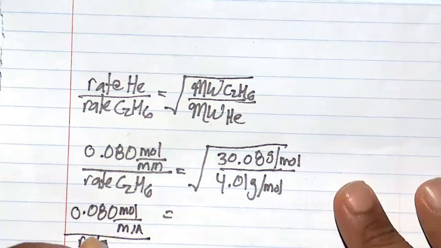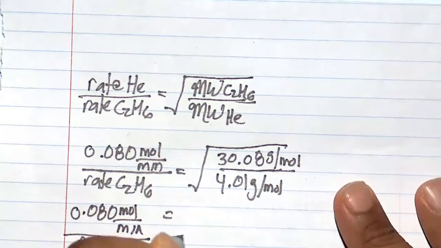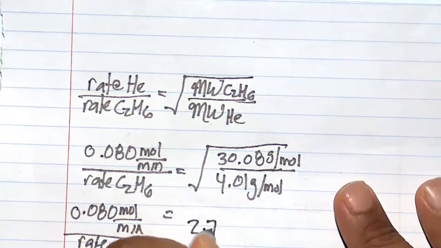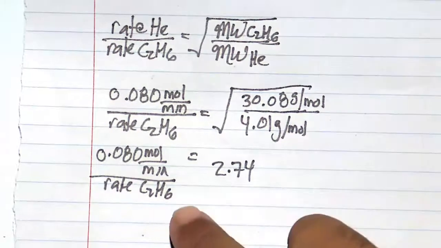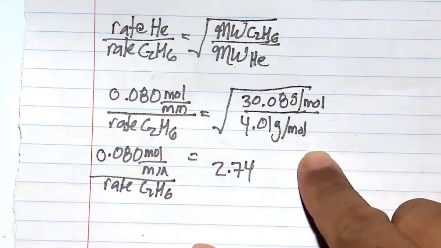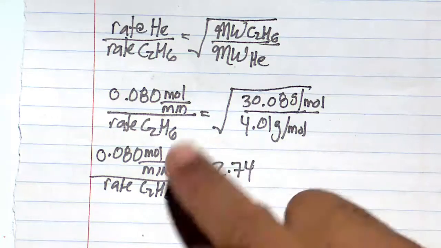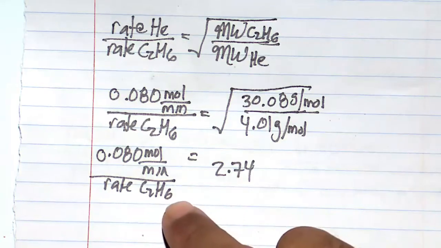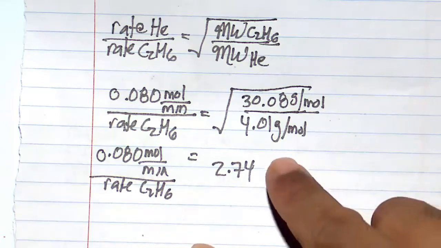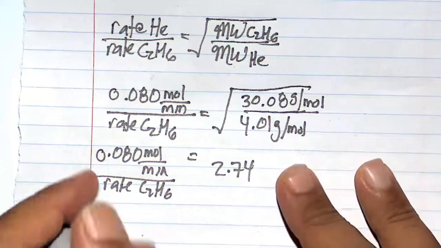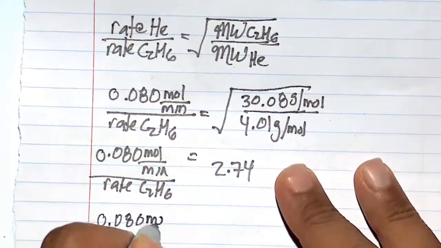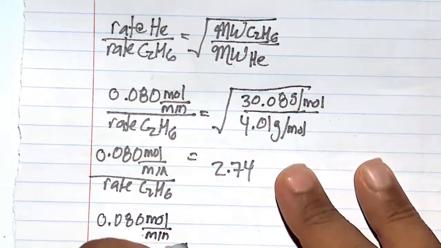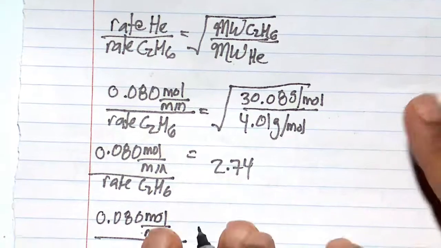Divided by the rate of C2H6 is equal to 2.74. The rate of ethane is going to equal 0.080 divided by 2.74. So I'm going to move the rate of C2H6 here, and 2.74, I'm going to divide it. So 0.080 mole per minute divided by 2.74.